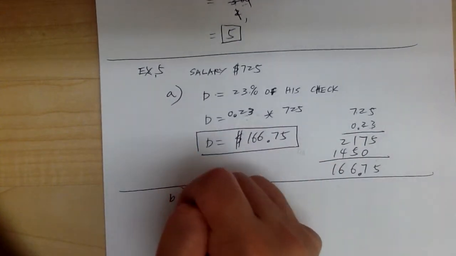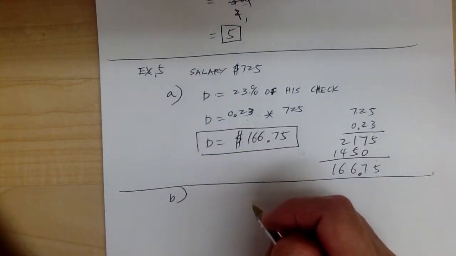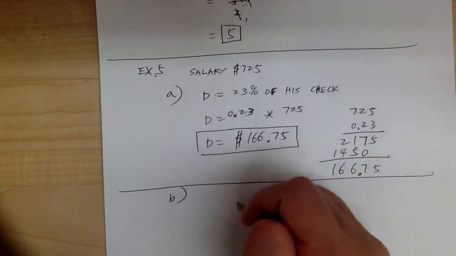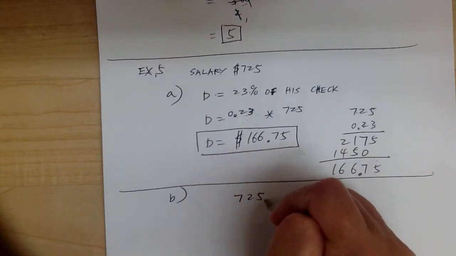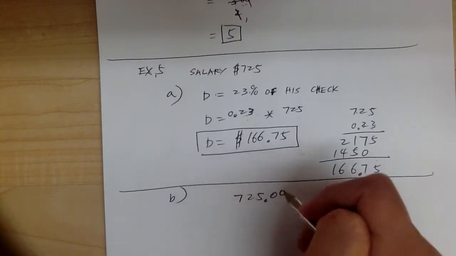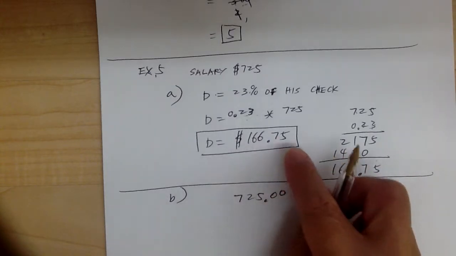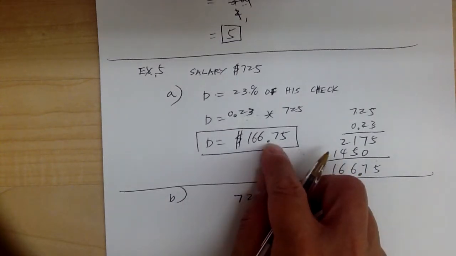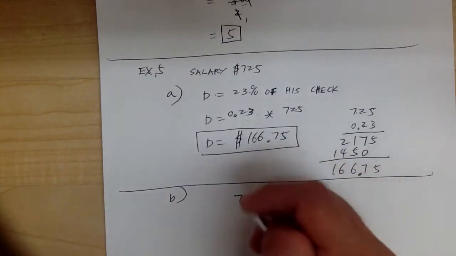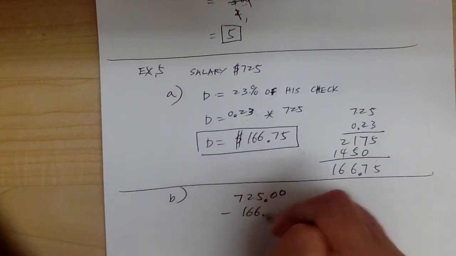Now for part B, you're looking for the take-home pay. Okay, so he gets paid $725. But that's not his take-home pay because there's a deduction. So deduction means take it away. So this is how much he gets paid, but this is how much he has to take away before he can take it home, right? So you have to minus 166.75.